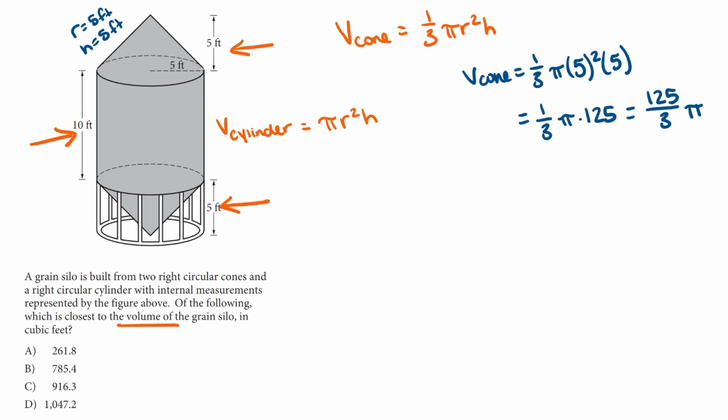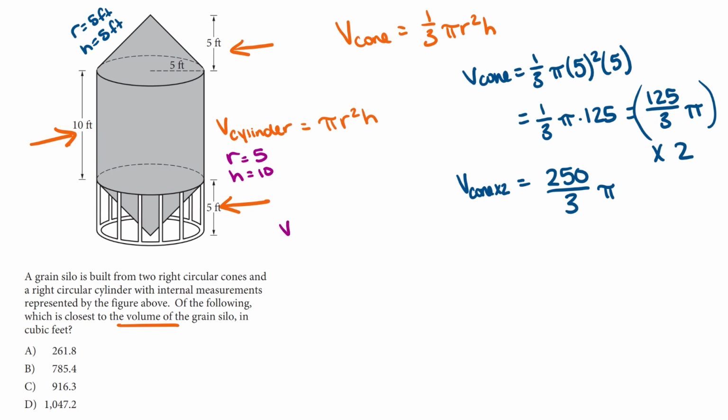Now, our cone on top and bottom are identical, which means we're going to have 2 of these. So we need to take this volume and multiply it by 2. So that means our total volume of the cone is going to be equal to 250 over 3 pi. Then we have the volume of our cylinder. So for our cylinder, our radius is still 5 and our height now becomes 10. So the volume of our cylinder is equal to pi times 5 squared times 10. Or that is going to be 250 pi.